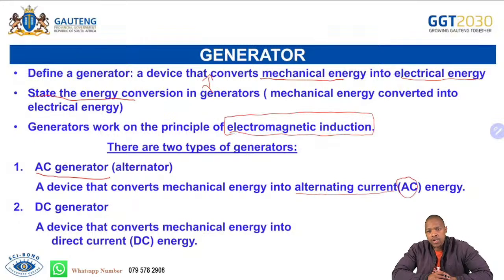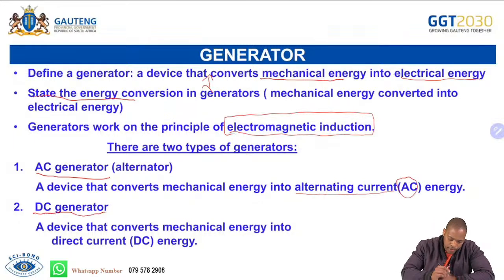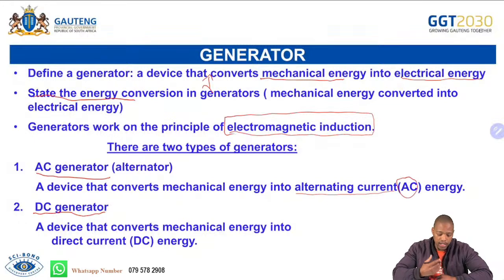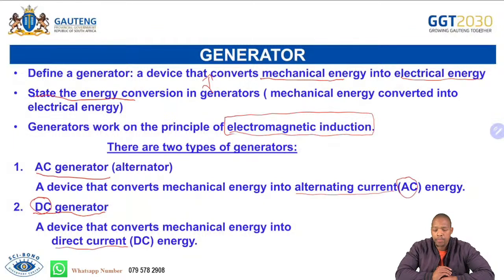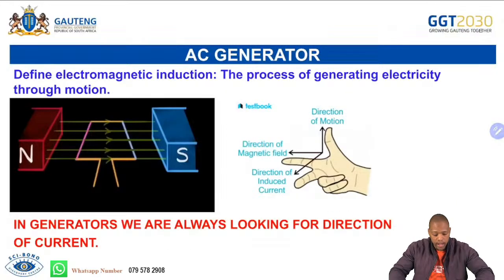The second type of generator is a DC generator. A DC generator is a device that converts mechanical energy into direct current energy, the abbreviation DC again representing direct current energy. So those are the two types of generators that we need to be aware of: the AC generator and the DC generator. Right, let's take a look into the AC generator.